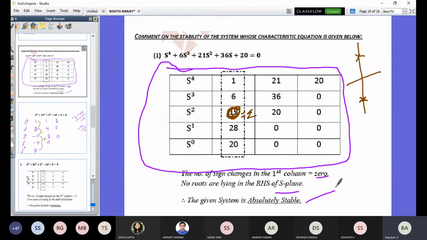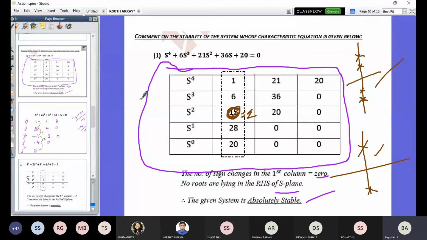What do you remember? Suppose you can see that there may be a non-repeated pair of roots lying on the j omega axis. One case: if above and below zeta there are no sign changes, it means there may be a chance of poles located on the j omega axis. Second case, there may be a non-repeated pair of roots lying on the j omega axis. Again, the system is a marginally stable system. This is also a marginally stable system.